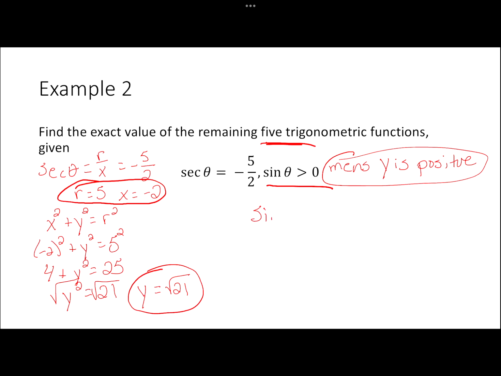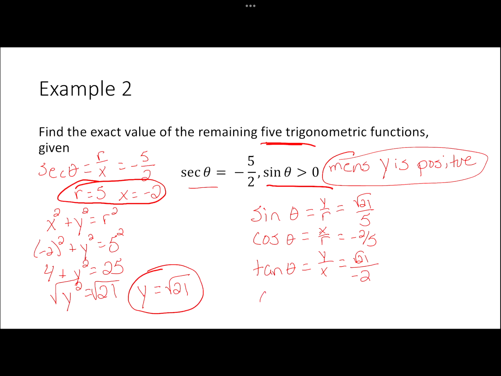So sine theta, remember, is our y over r. So in this case, it's radical 21 over 5. Okay, cosine theta is x over r, or it's also the reciprocal of secant. So cosine theta is negative 2/5. Tangent theta is y over x. So tangent theta is going to be radical 21 over negative 2.